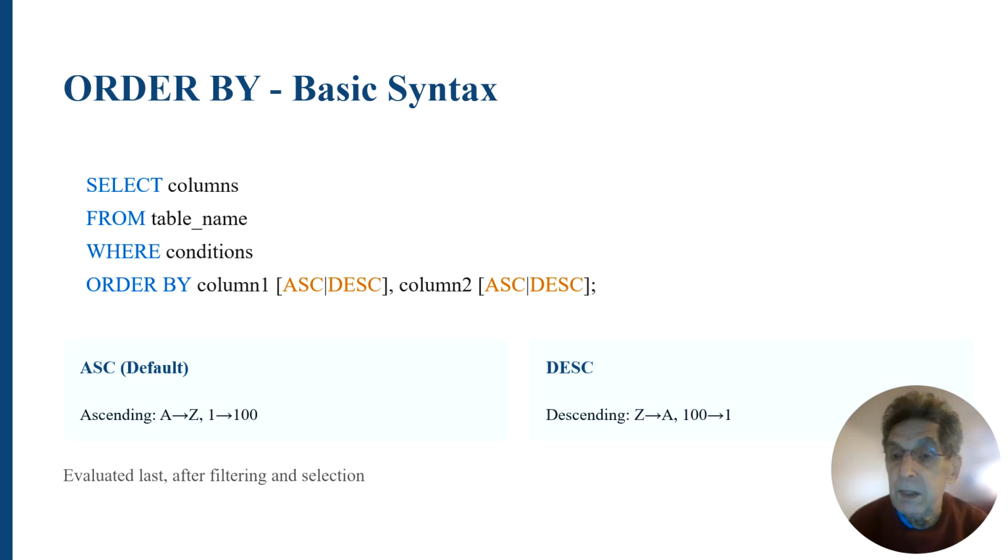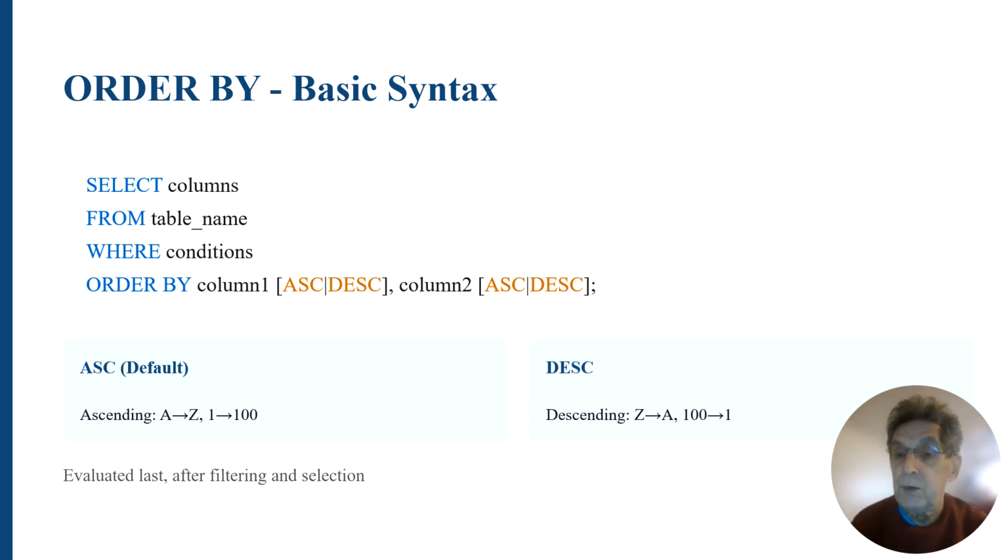ASC means ascending order: A to Z for text, smallest to largest for numbers, earliest to latest for dates. This is the default. If you don't specify, you will automatically get ascending. Now, DESC means descending. You go from Z down to A, or largest to smallest, or latest to earliest.